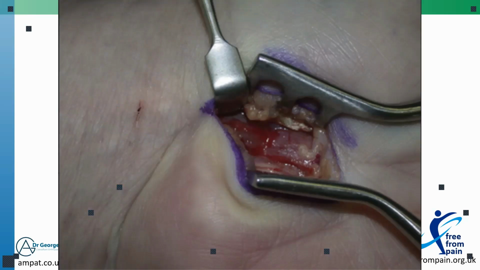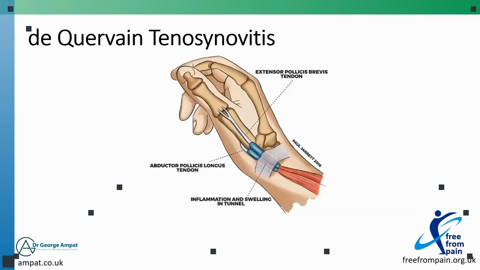But if that doesn't solve it, then you have to decompress and take away the flexor retinaculum. It's a small incision, and then you identify the flexor retinaculum and release it. The next condition we look at is De Quervain tenosynovitis. Now, De Quervain tenosynovitis is from the first compartment.